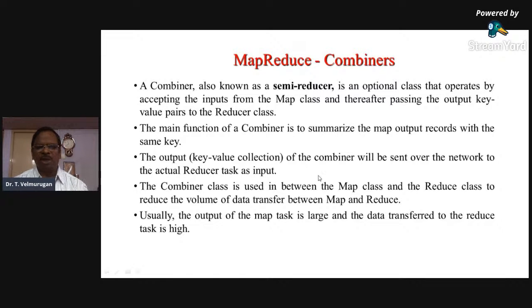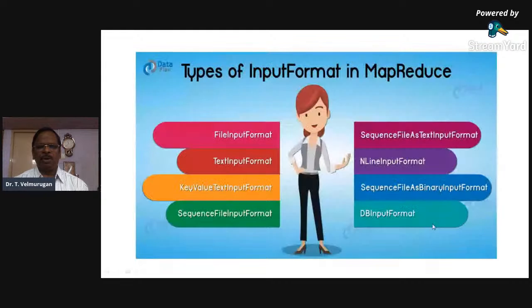The output of a combiner will be sent to the network, to the actual reducer task as input. The output of the combiner is the input of the reducer task. The combiner class is used in between the map class and the reducer task. Already I told, usually the output of the map task is large, and the data transferred to the reducer task is very high. Okay.